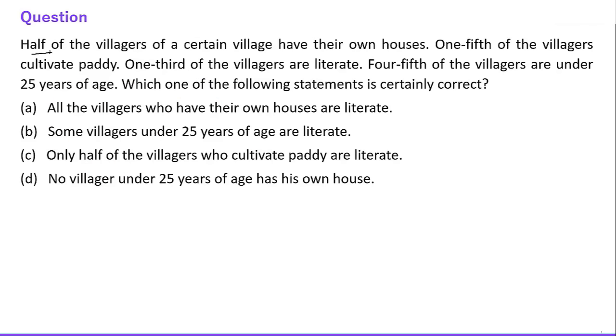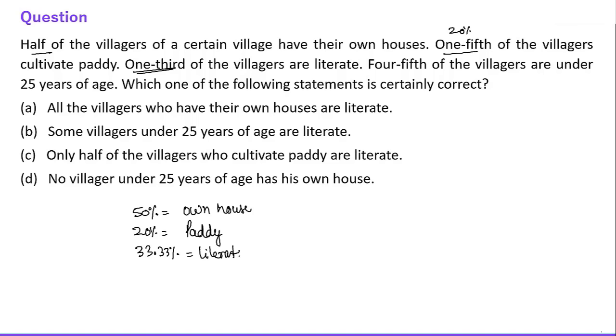Next question says, half of the villagers of a certain village have their own houses. Half means what? 50%. 50% of the villagers have their own house. After that, one-fifth of the villagers. One-fifth means 20%. So 20% cultivate paddy. After that, one-third. One-third means 33.33% are literate. After that, four-fifth. Four-fifth means 80%. So 80% are below 25 years of age.